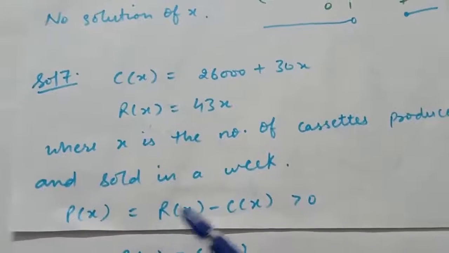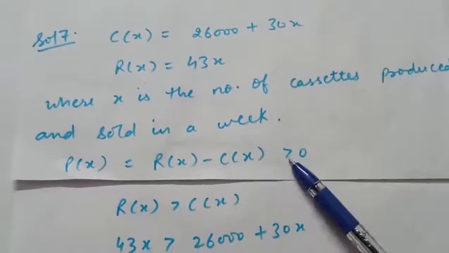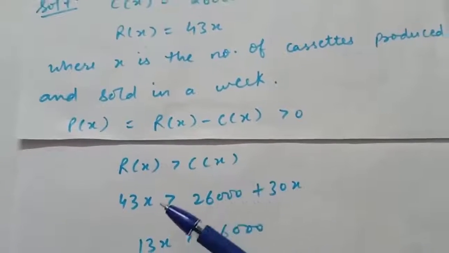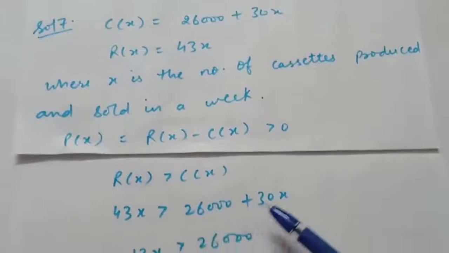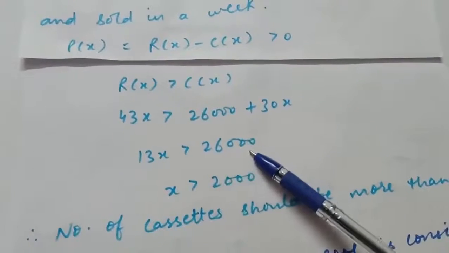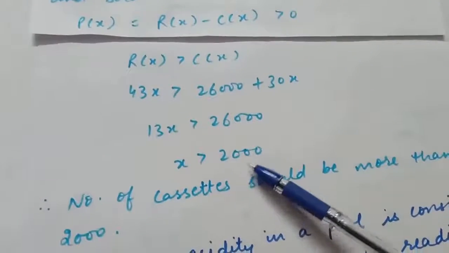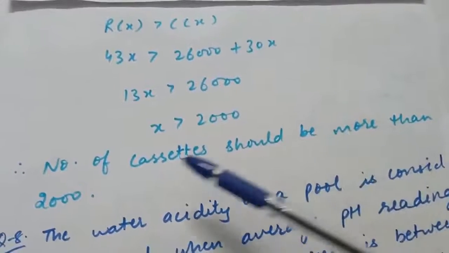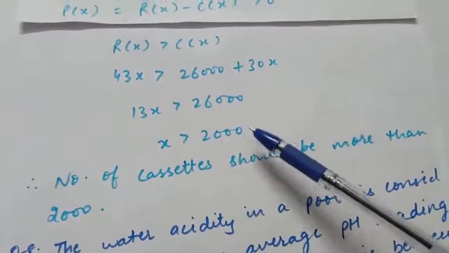And profit is nothing but revenue minus cost. So revenue minus cost is greater than 0, which means revenue is greater than cost. Now revenue is given as 43x > 26,000 + 30x. So solving it, 13x > 26,000, divide both the sides with 13, you will get x > 2,000. Therefore, the number of cassettes which should be sold to realize some profit should be more than 2,000.